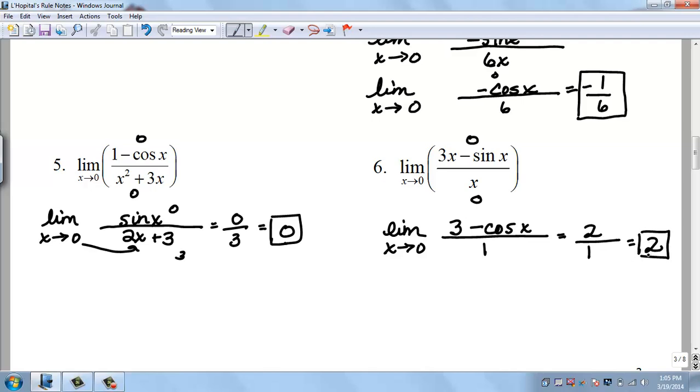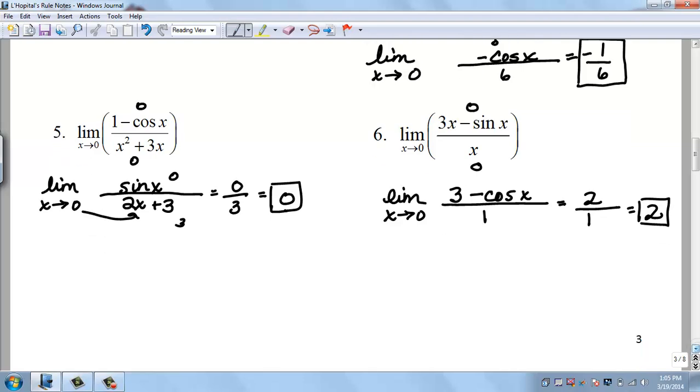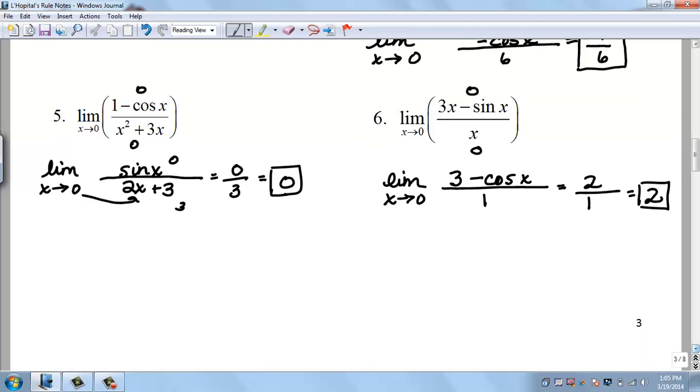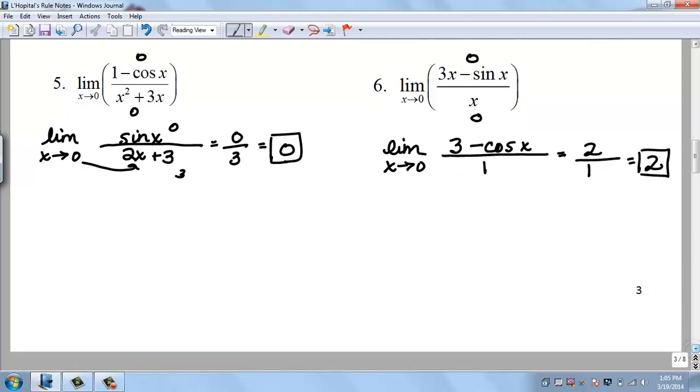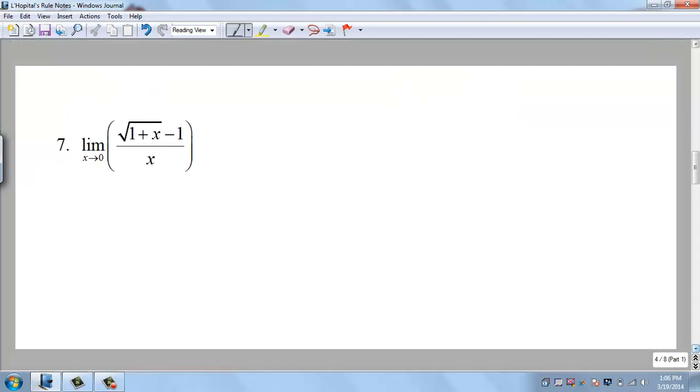I always feel bad when I teach limits in the early part of the year because I want to show you this cool way to find limits, but you haven't learned derivatives yet. Okay, let's keep going. Let's practice some more.